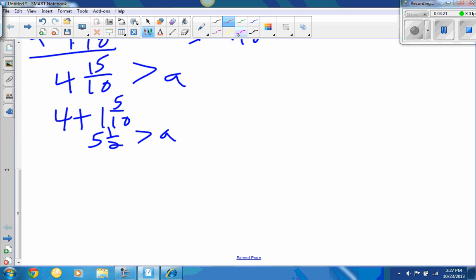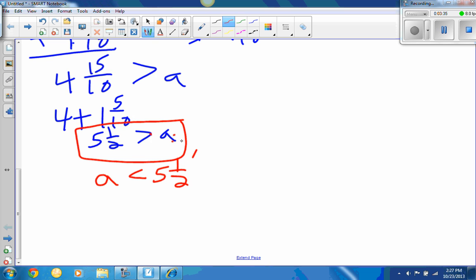Now, I have a feeling that some of us are going to graph this backwards. Look at what it says. 5 and a half is greater than a. So what are my answers? A, and if you want to rewrite it, the arrow's towards the a. That means a is less than 5 and a half. These two things say the same thing. But when you look at it this way, you might graph it the wrong way.